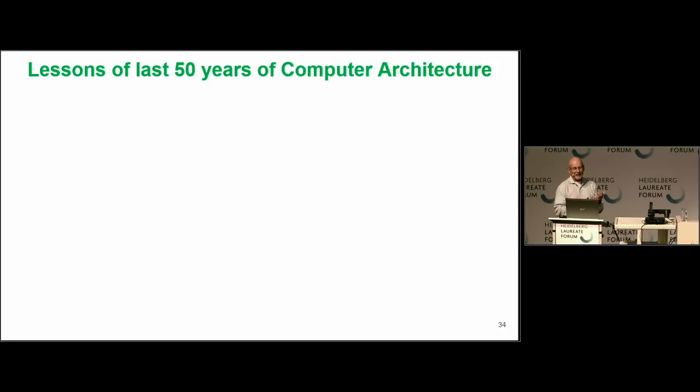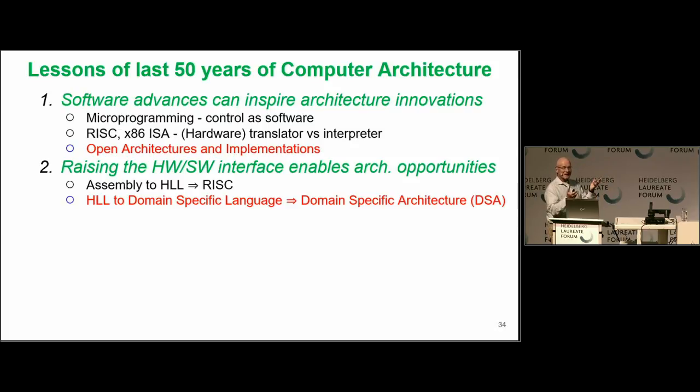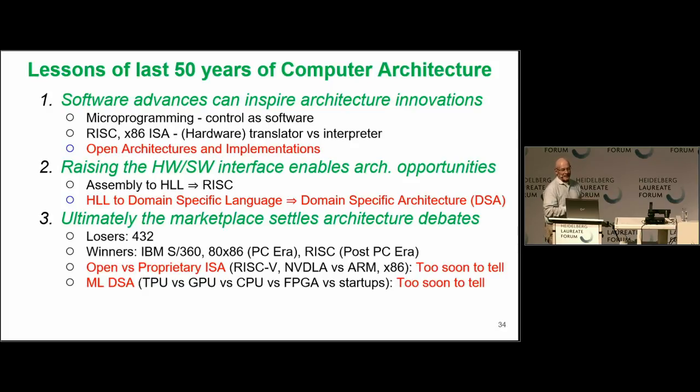So the lessons of the last 50 years: software can inspire architecture innovations. That was this microprogramming idea from the IBM 360 days, RISC ideas about translation versus interpretation, and open architectures. Raising the interface enabled going to high-level language, labeled the RISC ideas, and now looks like it's enabling these domain-specific architectures. And then the marketplace, sadly, is how we settle these things. It's not fair, but that's the way it goes.